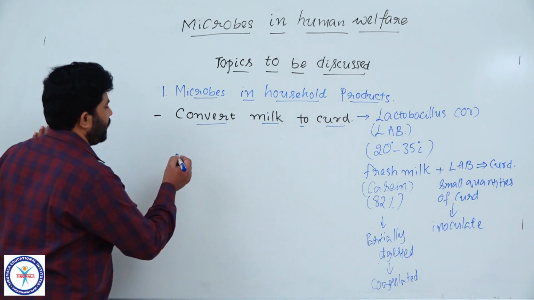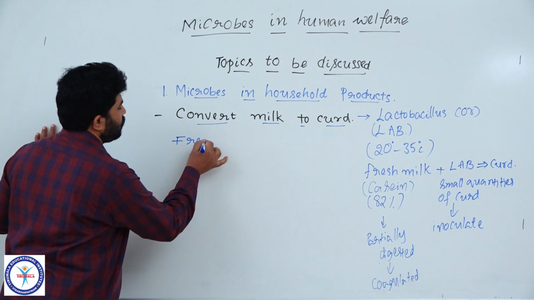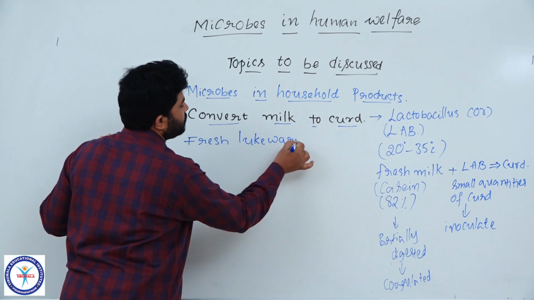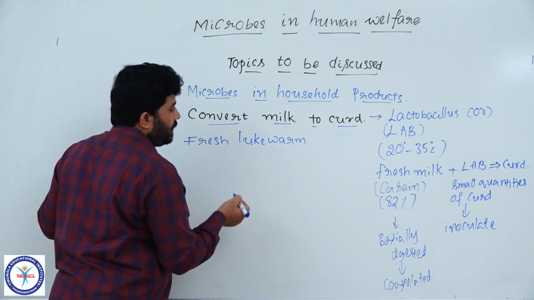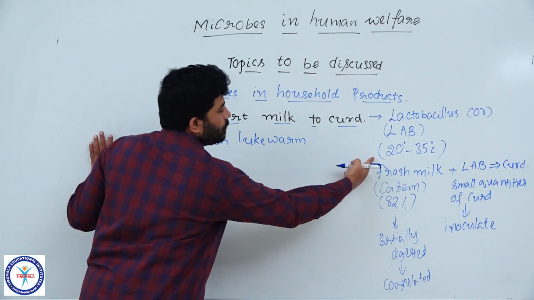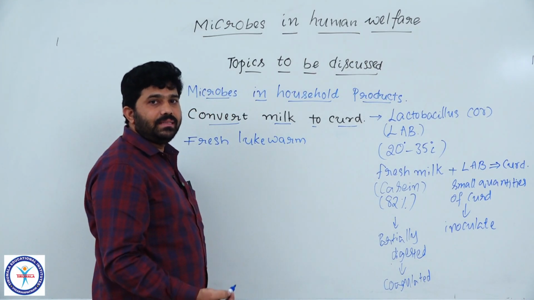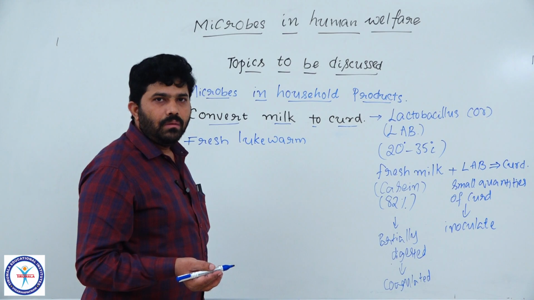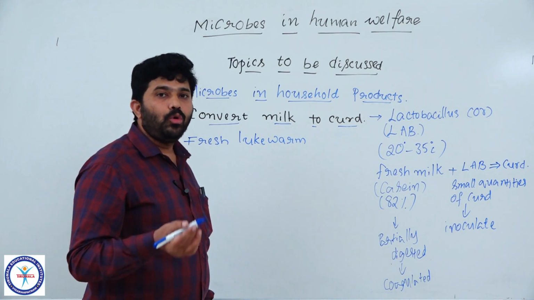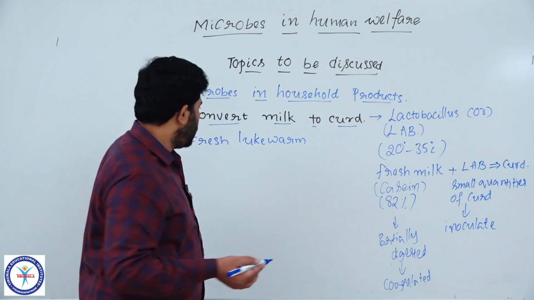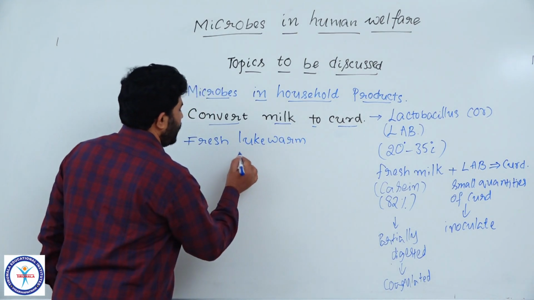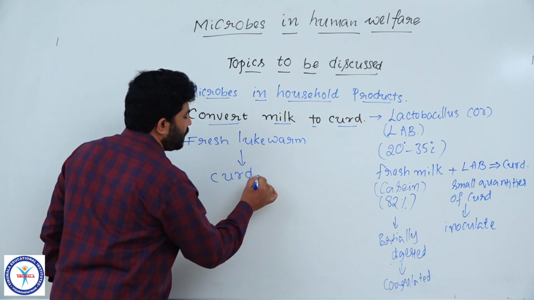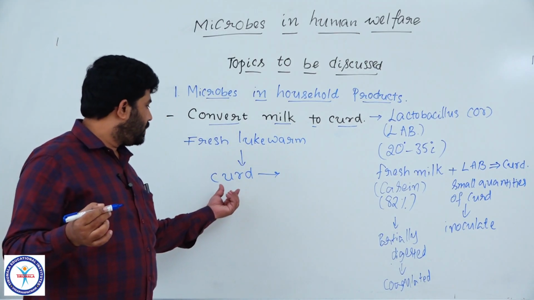One more time we better write it here. First take fresh lukewarm milk. Lukewarm milk means a little bit of temperature, maintained at what we already discussed, 20 to 35 degrees Celsius, a suitable temperature in which bacteria can easily multiply their number by the process of anaerobic respiration. Understood? So fresh lukewarm milk turns into curd. Now we should discuss the useful things present in the curd.